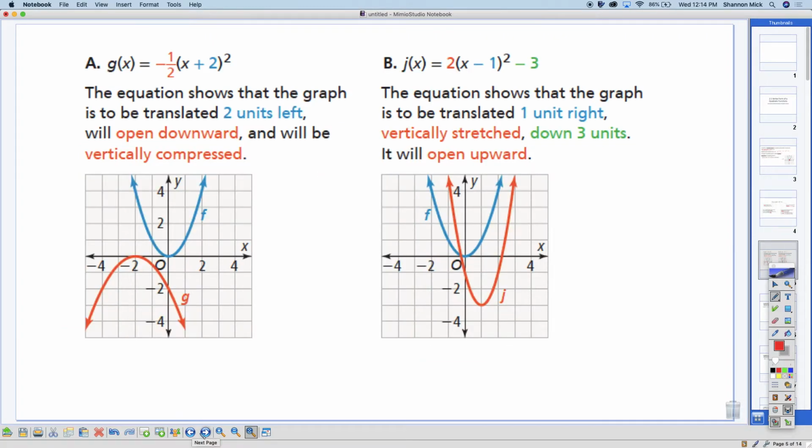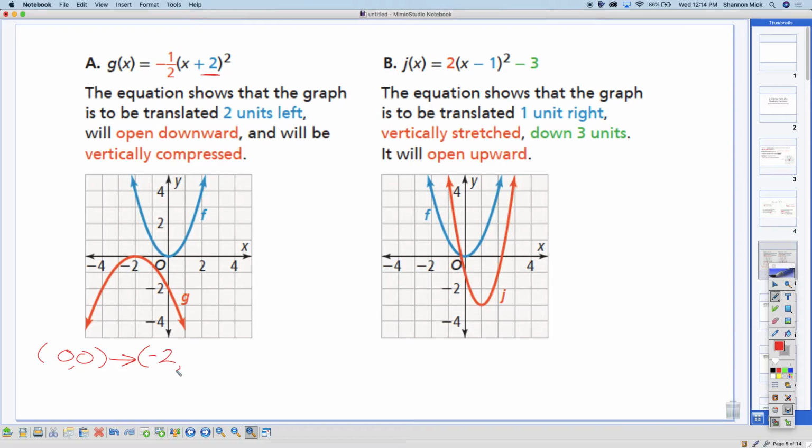Okay, so these are just two examples. We can talk about them. You don't really need to write them down. It says the equation shows the graph is translated 2 units to the left because I have a +2. Remember, that's always opposite, right? So what I always like to do is I write 0, 0. That's the original vertex, the parent function. And it's going to go where? It's going to go to -2.